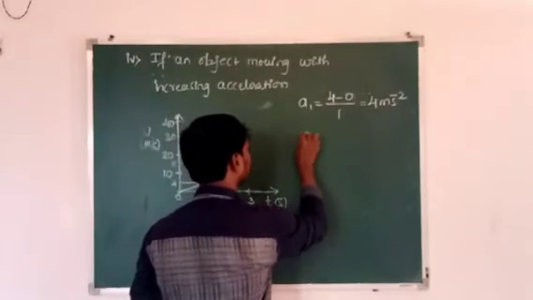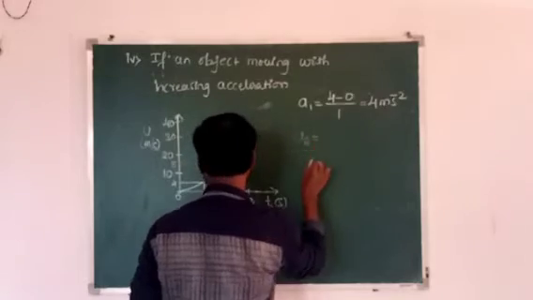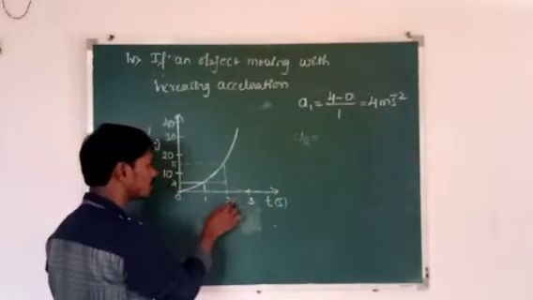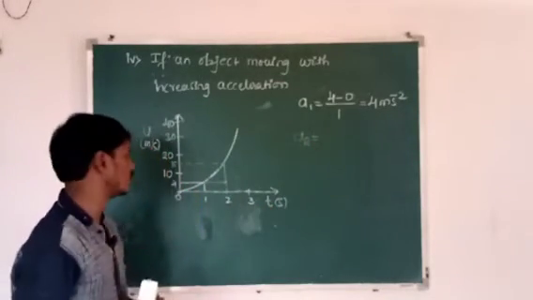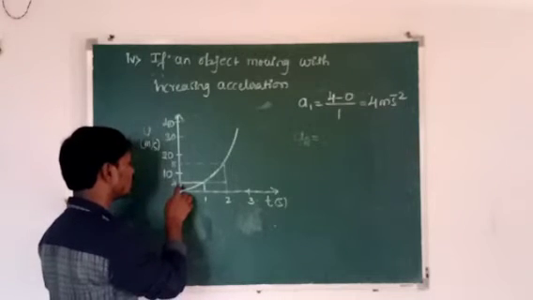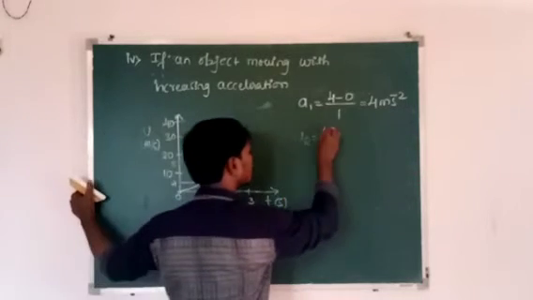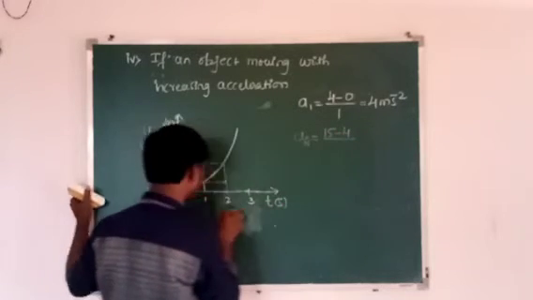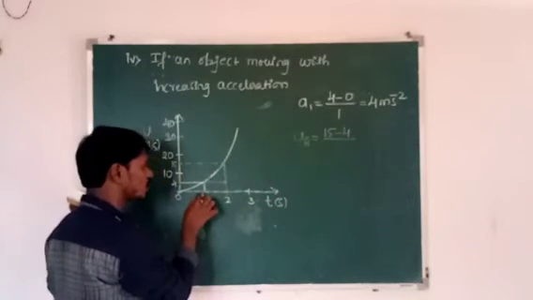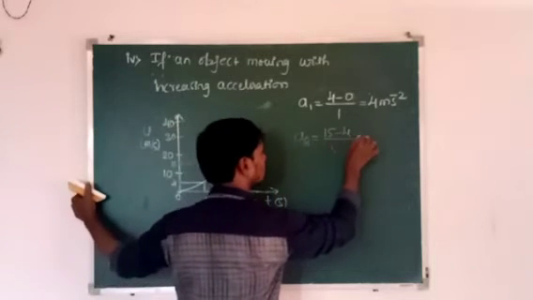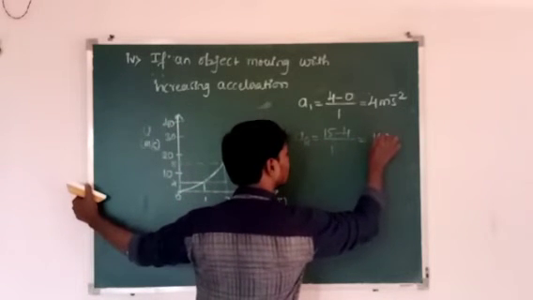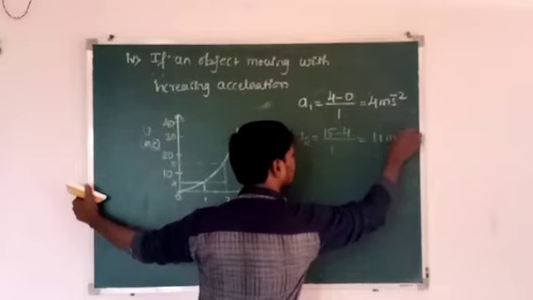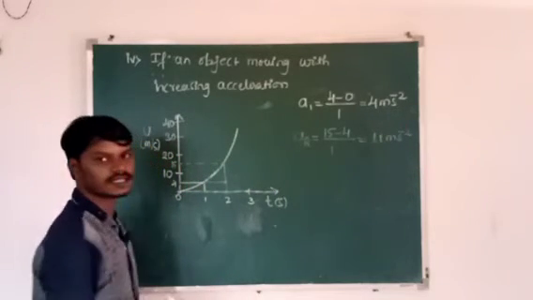Then we are going to find the acceleration of the object in the time interval 1 to 2, means 2 minus 1 second. Then what is the change in velocity here? 4 to 15, means 15 minus 4, divided by the time interval 1 to 2, means 2 minus 1 second, that is 11 meter per second square. 11 meter per second square.